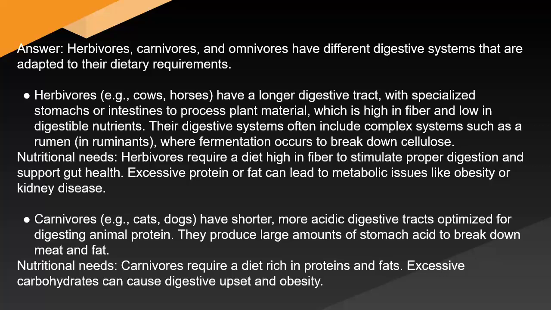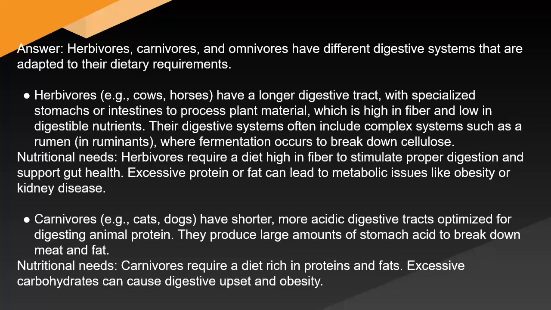Herbivores, e.g., cows, horses, have a longer digestive tract with specialized stomachs or intestines to process plant material, which is high in fiber and low in digestible nutrients. Their digestive systems often include complex systems such as a rumen in ruminants, where fermentation occurs to break down cellulose. Nutritional needs: herbivores require a diet high in fiber to stimulate proper digestion and support gut health. Excessive protein or fat can lead to metabolic issues like obesity or kidney disease.